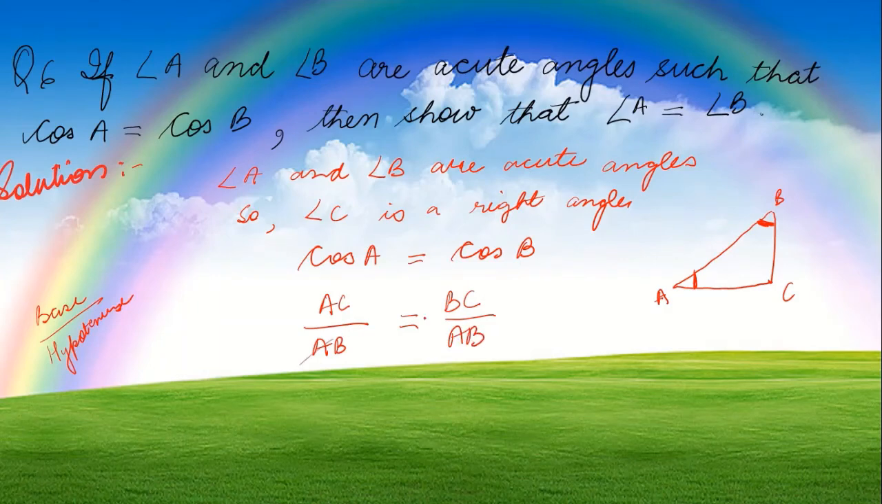So again, like this, you cancel this. So you are having AC equals BC. Okay, this side equals BC. So you can say that angle A equals angle B. That is, angles opposite to equal sides are equal. Okay, so this is how you have to solve it.